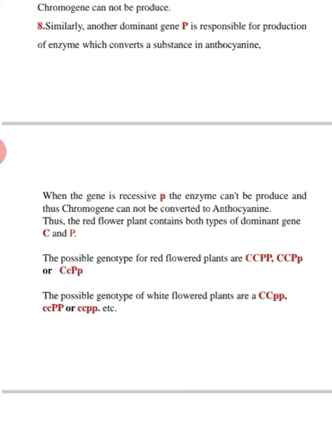into anthocyanin. Thus, the red flowered plant contains both dominant genes, capital C and capital P. So remember that in complementary gene interactions, two genes are required and both genes are always dominant. No recessive gene expresses its character.